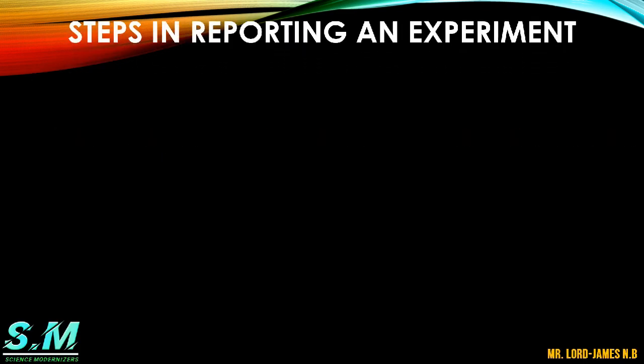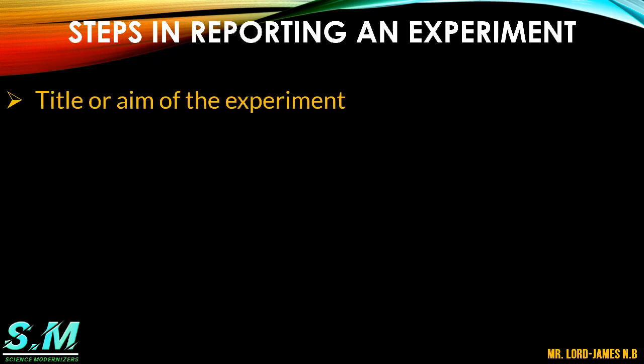So the next is we are going to see the steps involved in reporting an experiment. Now, when reporting an experiment, there is a particular procedure we should follow. The first is the title or aim of the experiment. This is usually the main task in an experiment, and it has some given characteristics. What are those characteristics? It should not be ambiguous. It should be as short as possible, bringing out the main theme of the experiment.